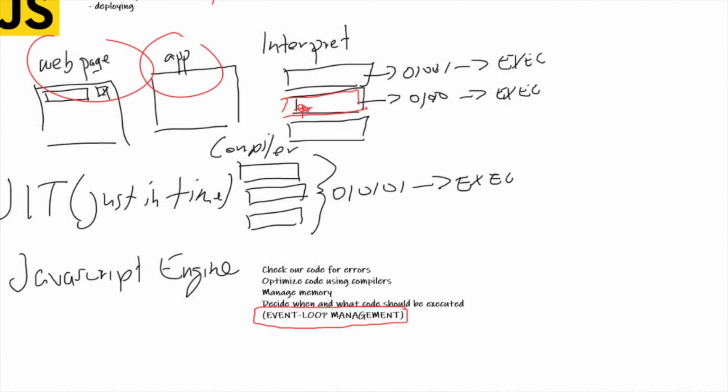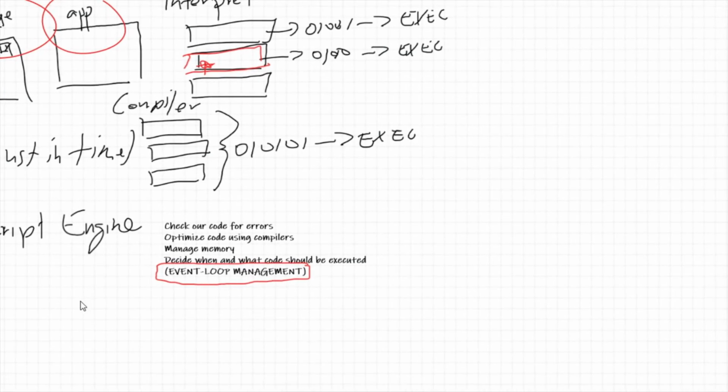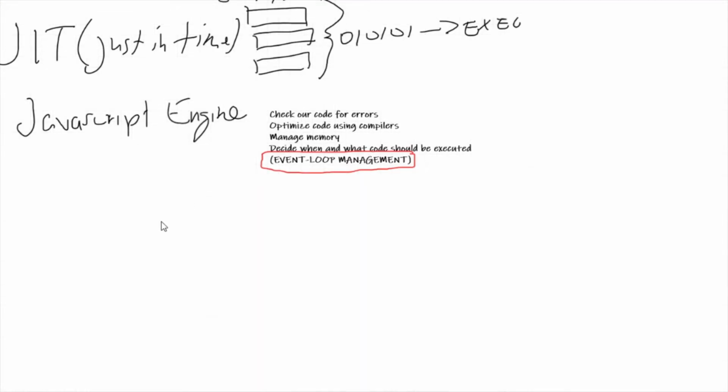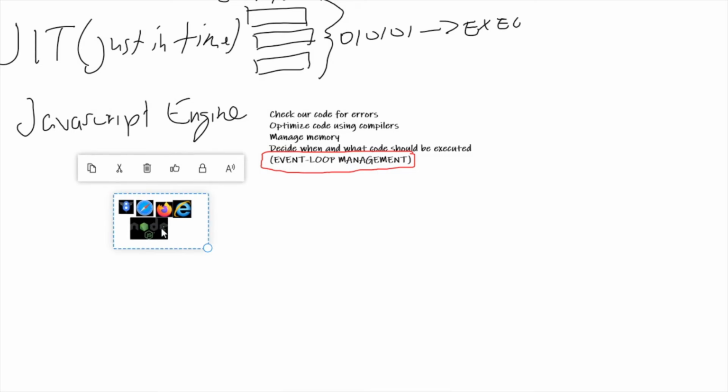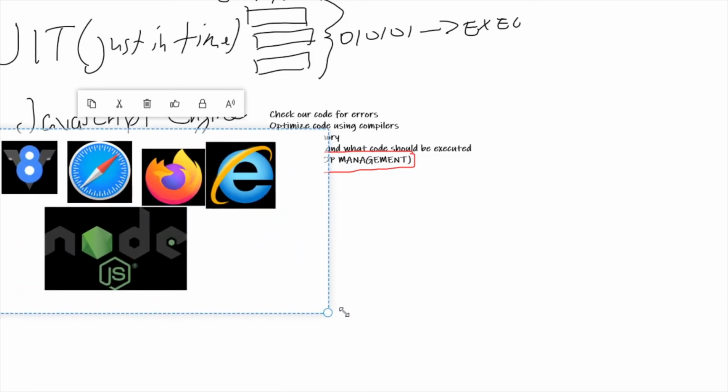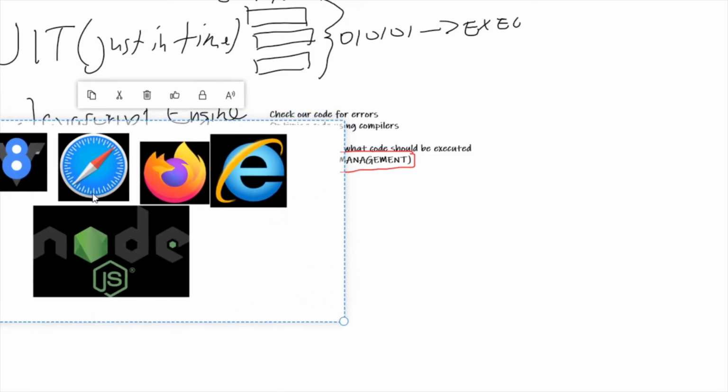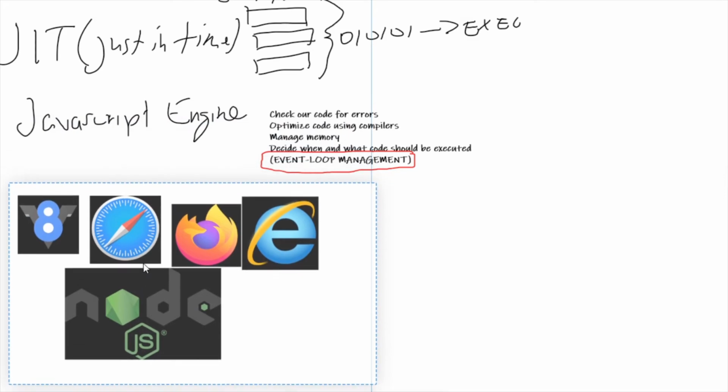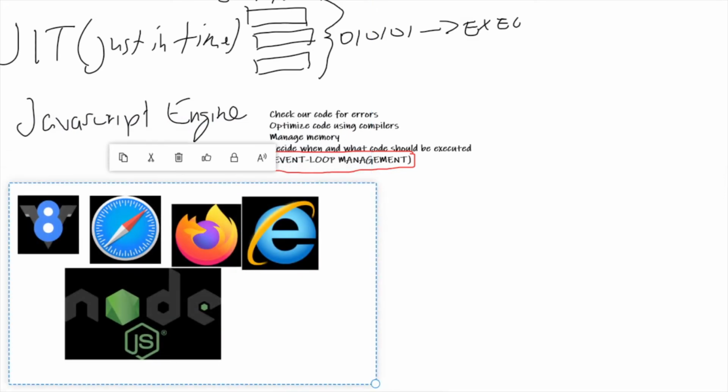And so Chrome, let me do a copy and a paste here. Copy, and we'll move the board here. We'll do it like that. And so Chrome, their implementation of the JavaScript engine is called V8, and that's this guy here. Safari has a JavaScript implementation called JavaScript Core. Firefox has SpiderMonkey, and Internet Explorer has Chakra.